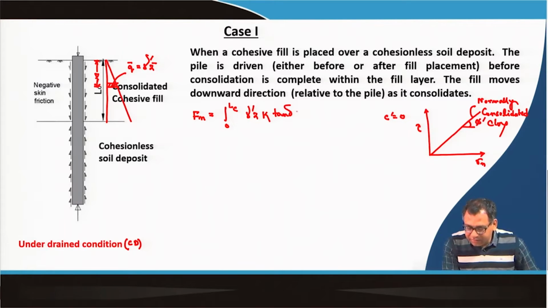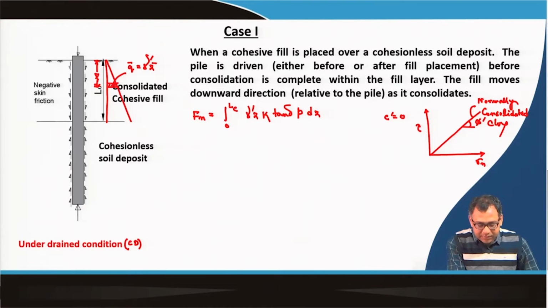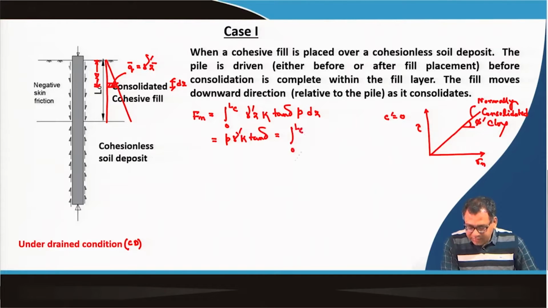That total you have to multiply with the perimeter of this pile at this zone into dz, because dz will be the small thickness. Okay. So, that is dz. This way we can calculate. If I take the perimeter out, then gamma dash outside, k out, tan delta also out, that will give us the integral from 0 to L_c of z dz.